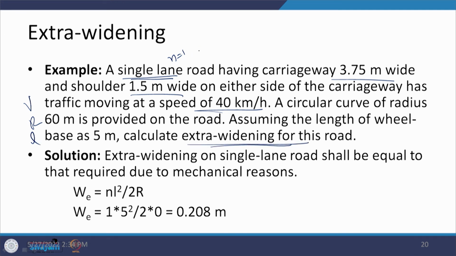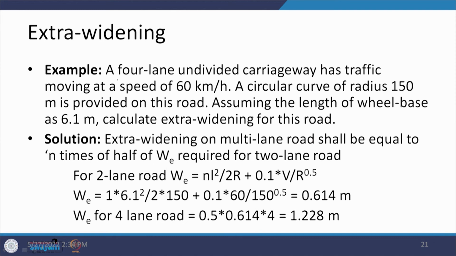Now, for this single lane road, the extra widening WE is nothing but Wm, and therefore the equation we are going to consider here is nL square divided by 2R. When you put the values, what we get is 0.208 meters. So, this is the extra widening which we are going to use in the case of a single lane road. This is another example where we are talking about a 4-lane undivided carriageway.